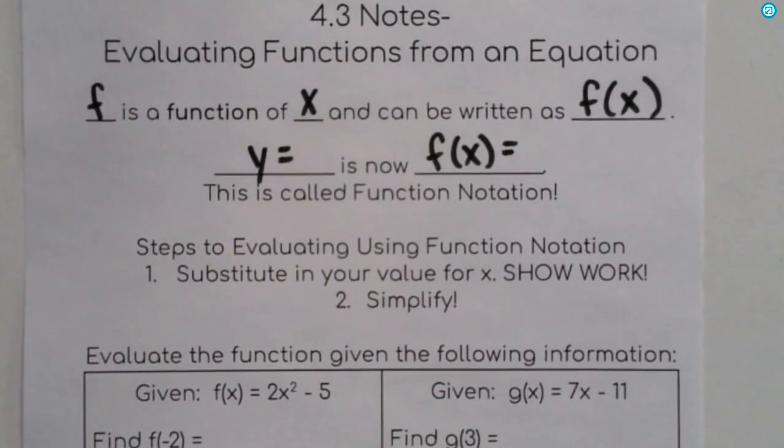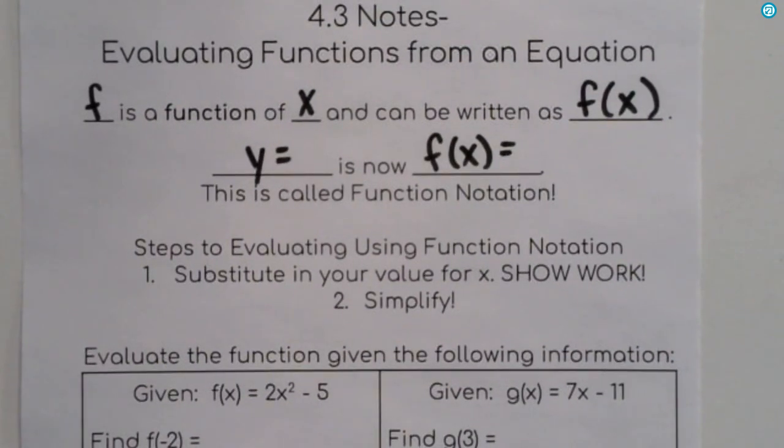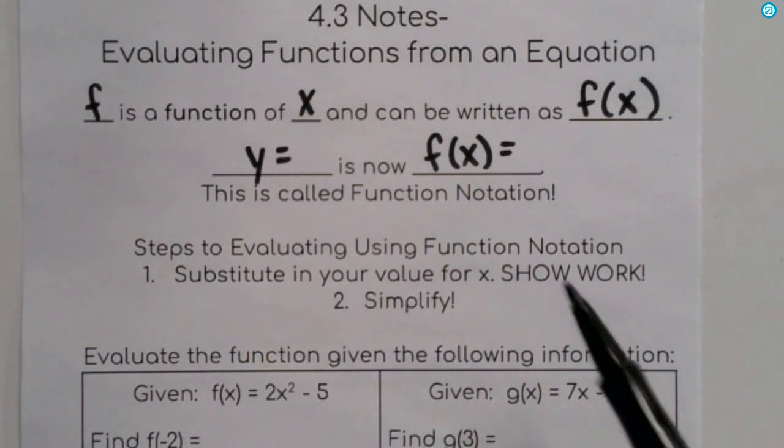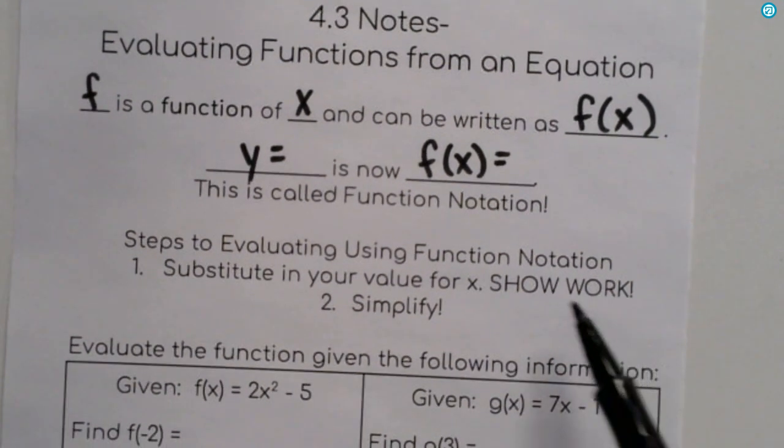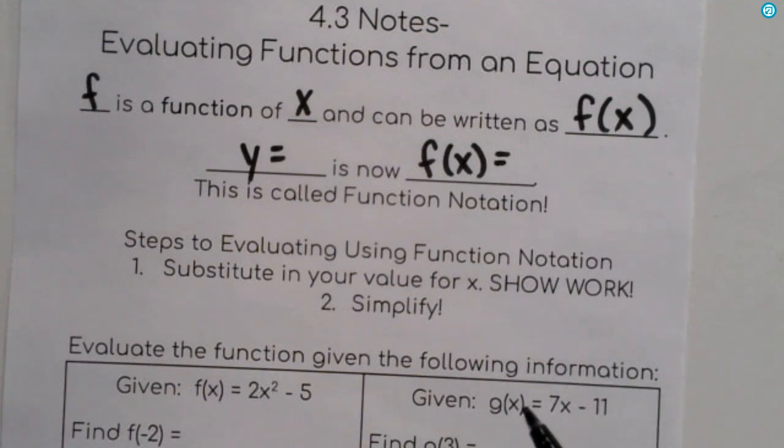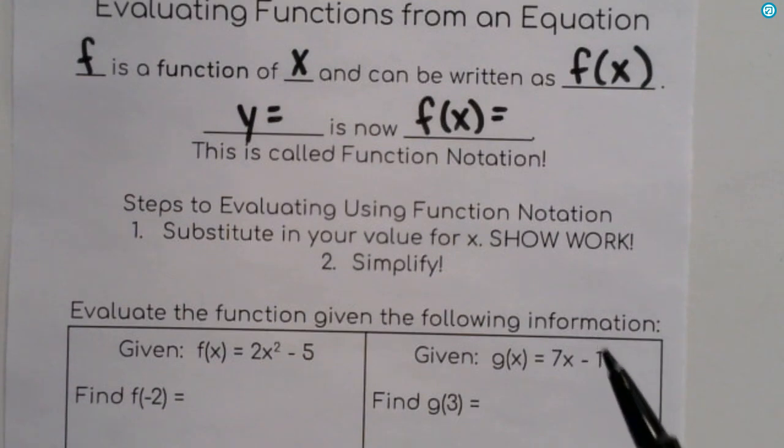When we are evaluating using function notation, we are going to substitute in our value for x. We show our work when doing that. So today, I need you to show your work plugging in what you're plugging in for x. That way, if you don't get the right answer, I need to be able to figure out whether you did the math wrong or you plugged it in wrong, because it's 50-50. Once you do that, you just simplify it out.